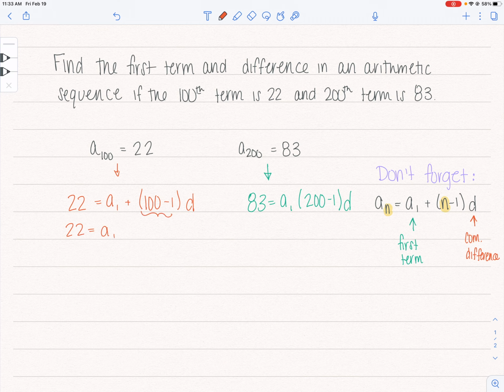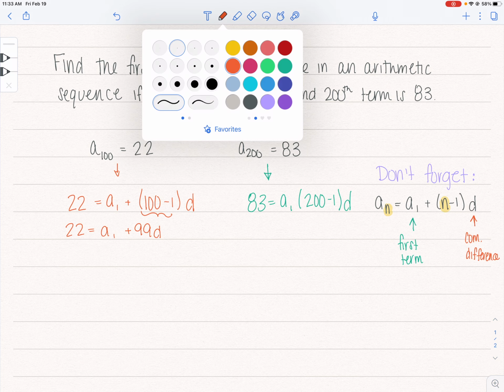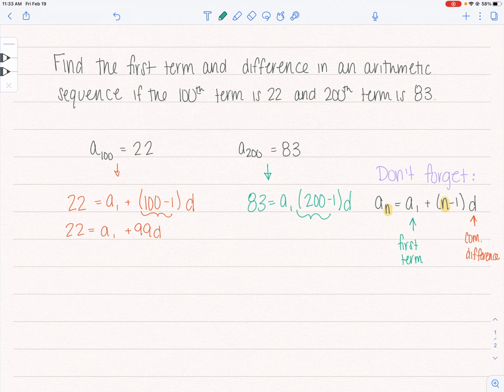I can simplify that to be A1 plus 99D, and I can simplify this other one to be A1 plus 199D. That should be a plus sign right there. Okay, so I've got these two variables, two unknowns with two equations.